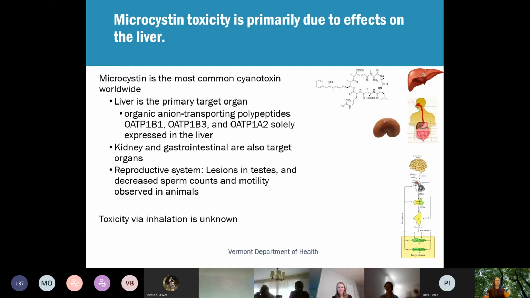So that explains why we see liver toxicity across the board in almost every kind of mammal that's exposed to microcystin. We also know that the kidney and the gastrointestinal system are affected. That explains some of the other symptoms that people experience after being in a cyanobacteria bloom. There's also some information about reproductive system issues. There's some indications that microcystin can result in lesions in reproductive organs and decrease sperm motility. But overall, the primary concern is for liver toxicity.